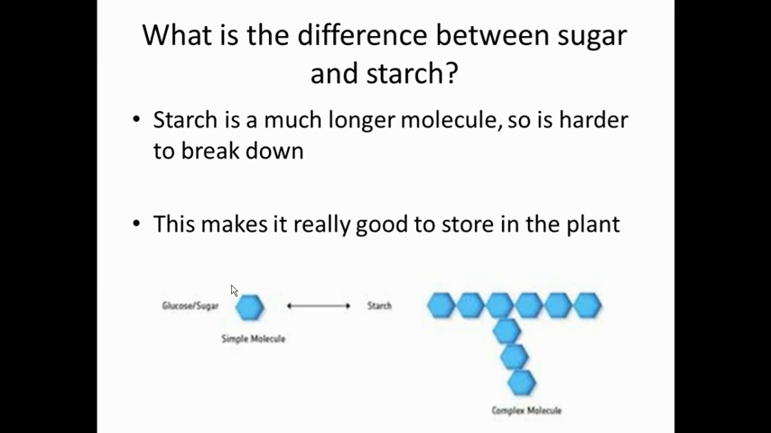It's a bit like humans. If you eat sugar, you get that energy much more quickly than if you eat something starchy like pasta, which keeps you a bit fuller for longer. So it's slower release energy. It's exactly the same in plants.